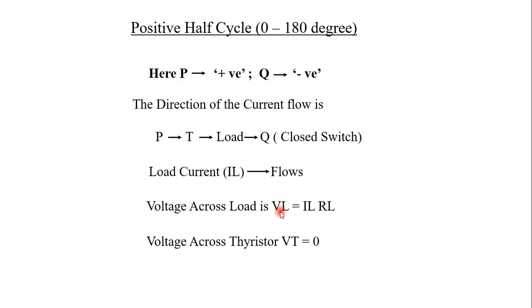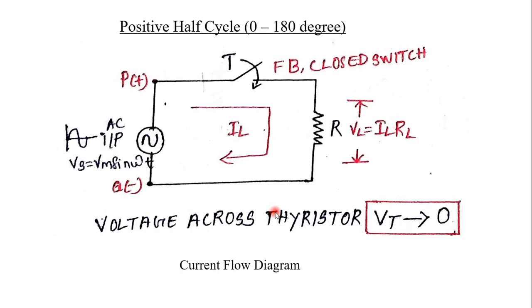And one more thing, the voltage across thyristor Vt is equal to 0, because that time switch is closed, so through the switch current is flowing, so that time Vt is equal to 0. Some voltage drop is there. Theoretically we will say Vt is equal to 0, but practically in this experiment the voltage across thyristor has somewhat of a voltage drop. And this is the current flow diagram of the positive half cycle, 0 to 180 degrees.